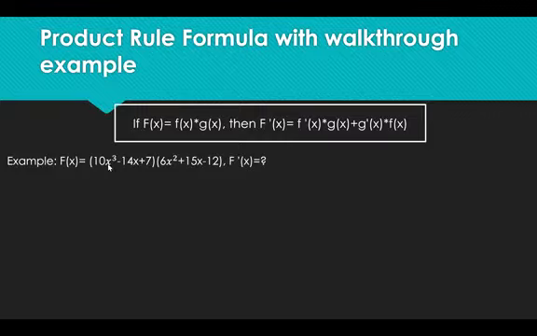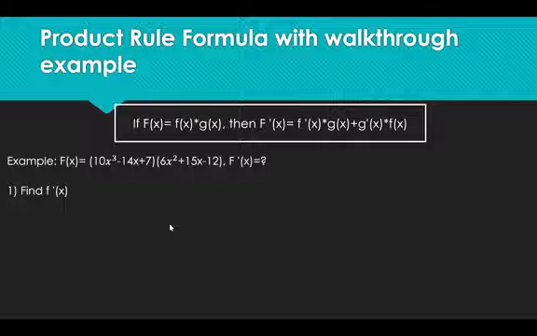The example I have here is 10x cubed minus 14x plus 7, and that function is being multiplied by 6x squared plus 15x minus 12. We want to define the first one as our f of x and the second one as our g of x. First, let's find the derivative of f of x.